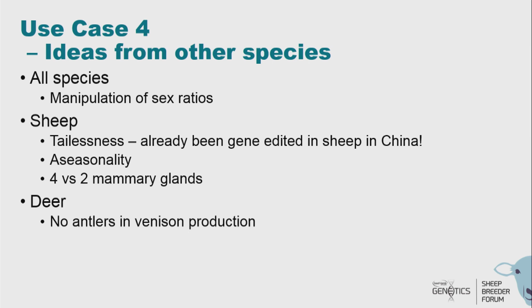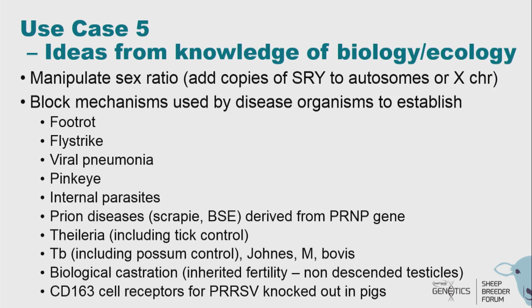Aseasonality is another one. 4 versus 2 mammary glands. That would be a nice one to change. We know there are species with 4 mammary glands, quarters like cows. It would be nice if we could have sheep that had 4 quarters rather than just 2 halves, if we were interested in pushing the triplet thing. Deer, it would be nice to have deer that didn't produce antlers. So for venison production, we didn't have to go to all the hassle of knocking them off.